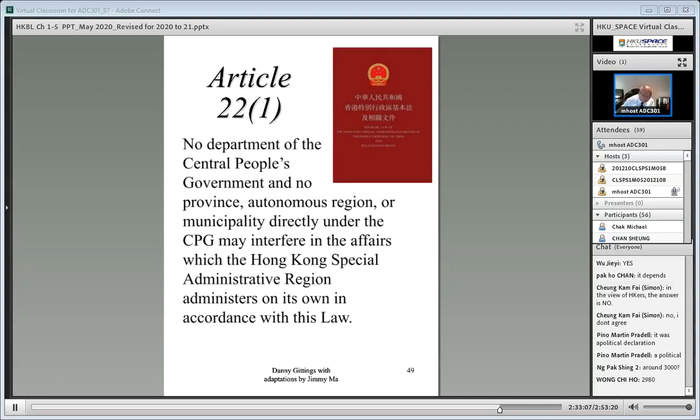Article 22(1) says, no department of the CPG and no province, autonomous region or municipality directly under the CPG may interfere in the affairs which the Hong Kong SAR administers on its own in accordance with this law. So that is a clear provision which ring-fences Hong Kong against interference, even from mainland China.